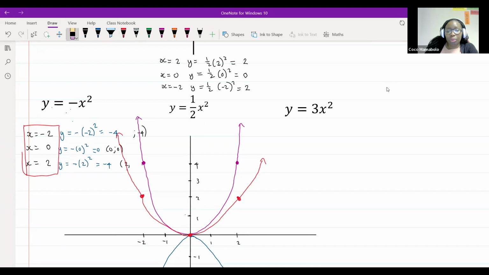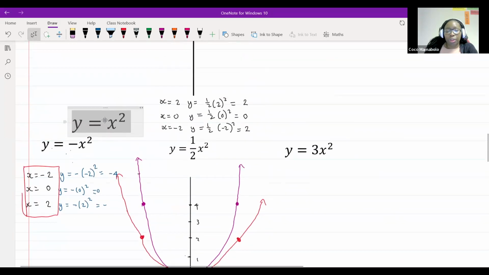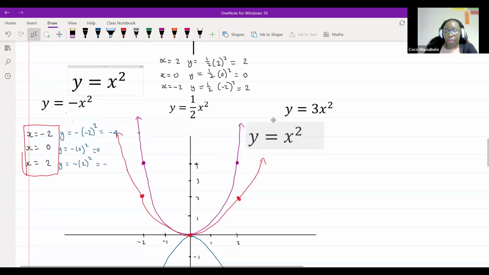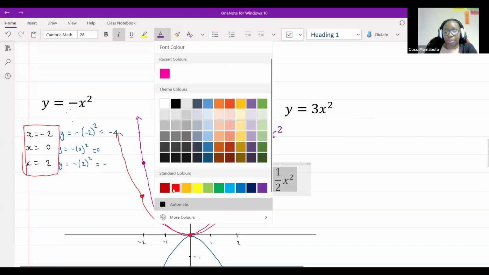Okay. So let's compare very quickly. I'm going to go fetch that other graph from up top there because we're going to need it. This one. All right. So the purple graph is the graph of y is equal to x squared. I'll make it a little smaller, and I'll change the color to be purple. The red graph is the graph of y is equal to half x squared, and I'll make that graph red as well so we can see.